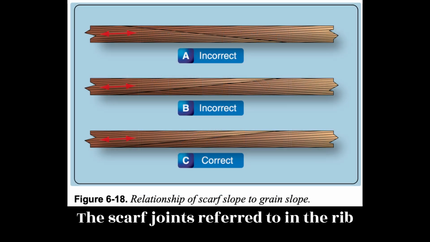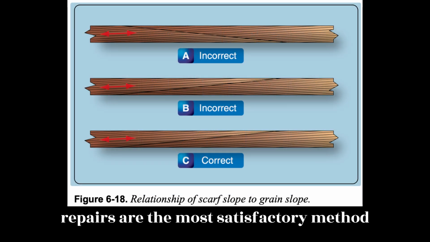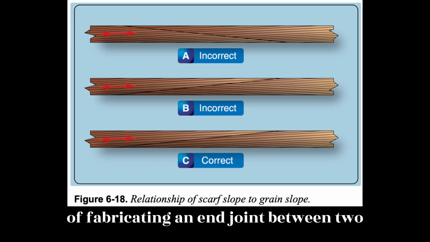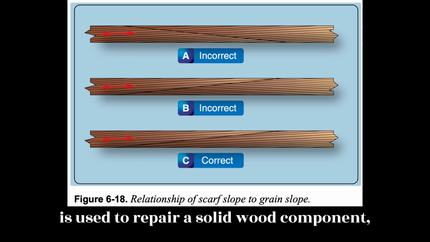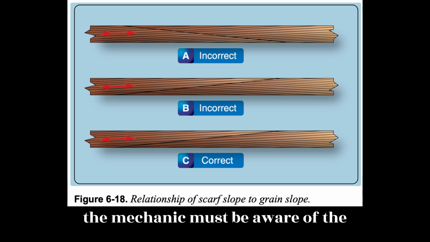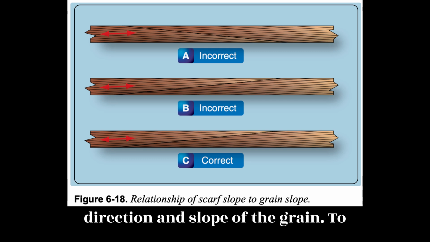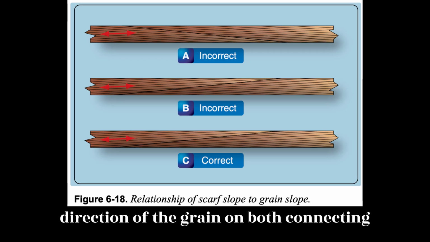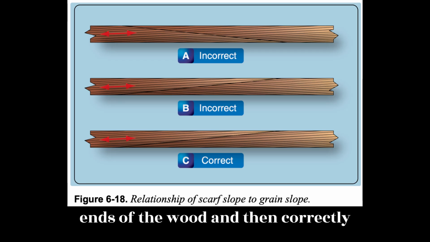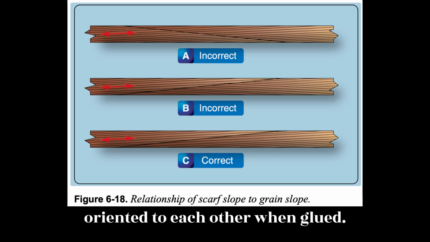The scarf joints referred to in the rib repairs are the most satisfactory method of fabricating an end joint between two solid wood members. When the scarf splice is used to repair a solid wood component, the mechanic must be aware of the direction and slope of the grain. To ensure the full strength of the joint, the scarf cut is made in the general direction of the grain on both connecting ends of the wood and then correctly oriented to each other when glued.